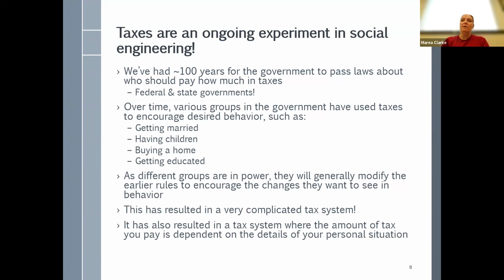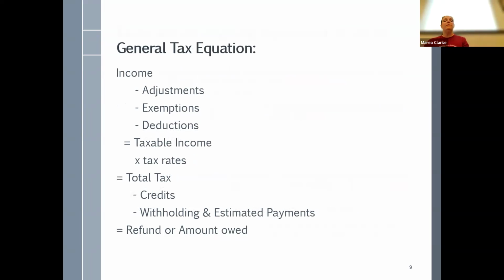We're going to help people file them. But this has resulted in a very complicated tax system, right? That is why that book is so big, because they have added so many rules to encourage so many different things. One of the results from this is that how much tax you owe is going to be very unique and dependent upon your personal situation. So it is very common to have your return be different than somebody else's, even if you think your return is the same. So let's talk about the general tax equation.